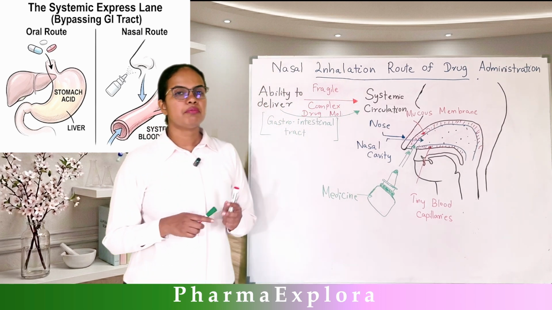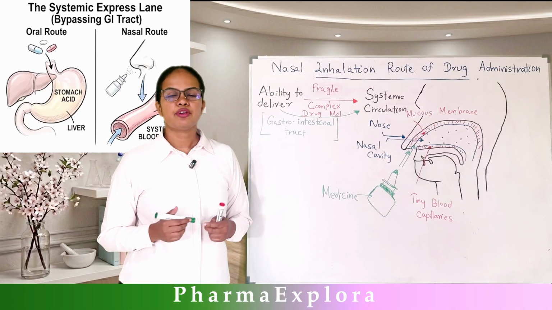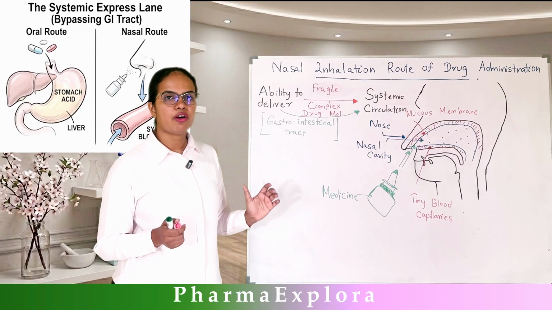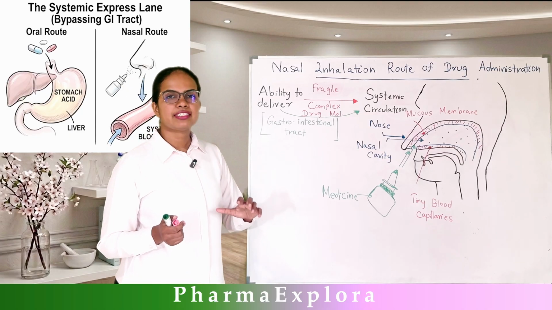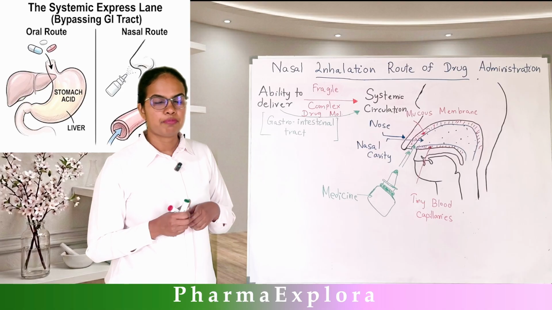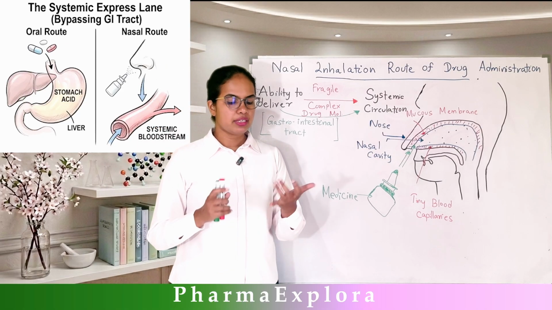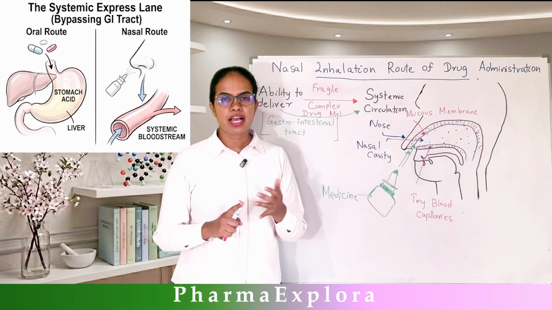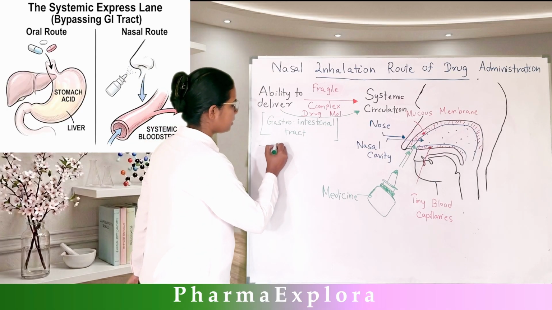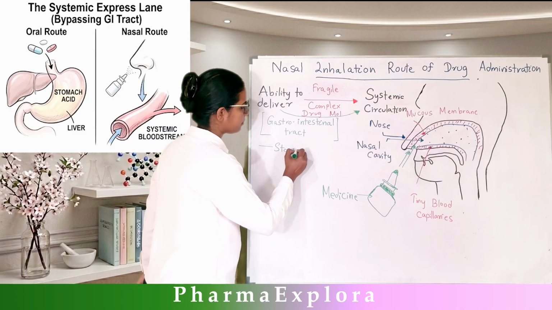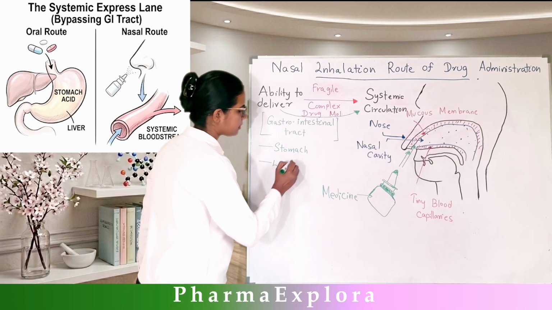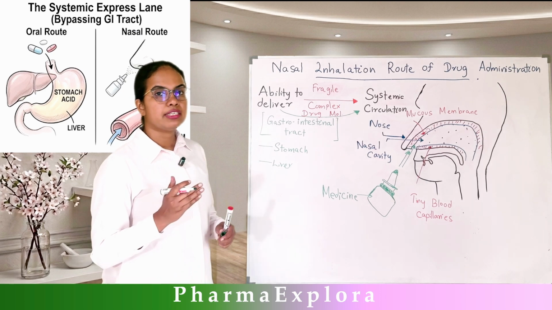I hope you remember in our oral route of drug administration, we discussed the disadvantage of the gastrointestinal tract when administering medicine orally. So there we identified the stomach and the liver as the strict checkpoints. So here the stomach and liver, those are the places where drug molecules get destroyed.